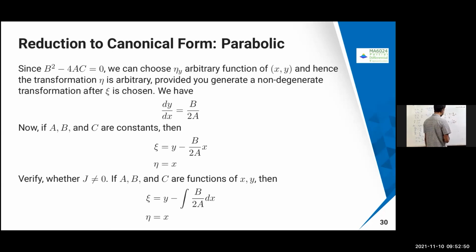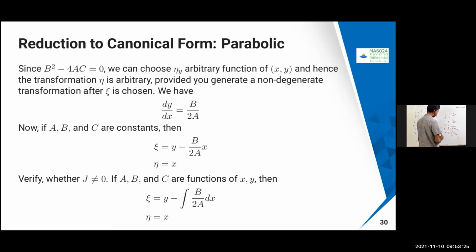In all the cases, whether b square minus 4ac is 0 or not, if a, b, c are constants, you are going to choose chi equal to y minus (b minus square root of b square minus 4ac) by 2a into x. For eta, you are going to choose y minus (b plus square root of b square minus 4ac) by 2a into x. This is the general setup.